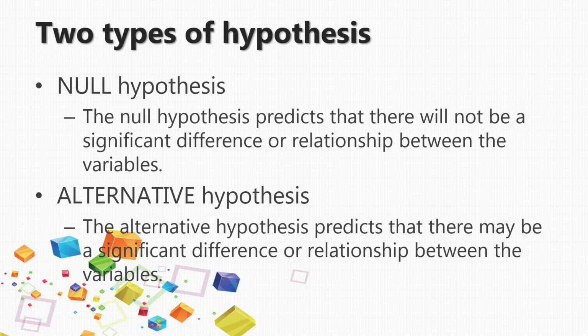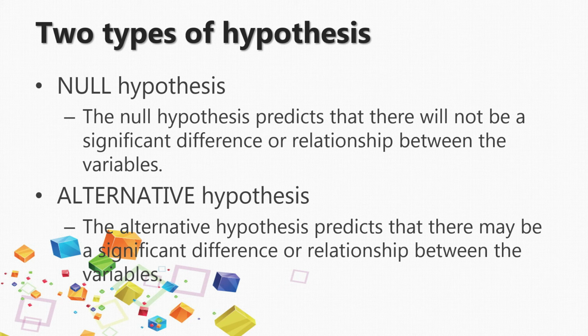All right, so there are two types of hypotheses because we are talking about the quantitative approach. If you are doing a relationship testing, you would normally encounter two types of hypotheses, either the null hypothesis or the alternative hypothesis.